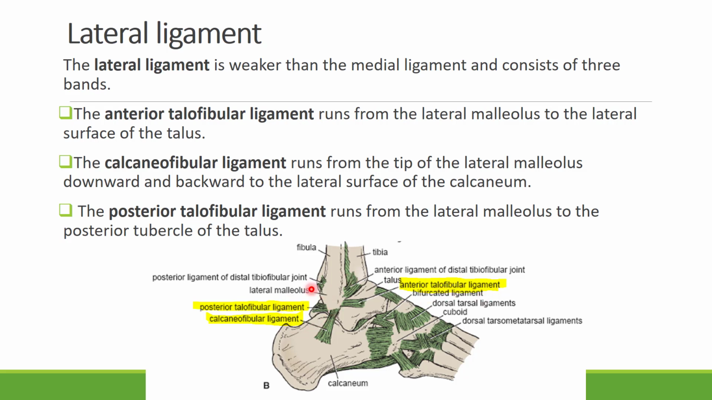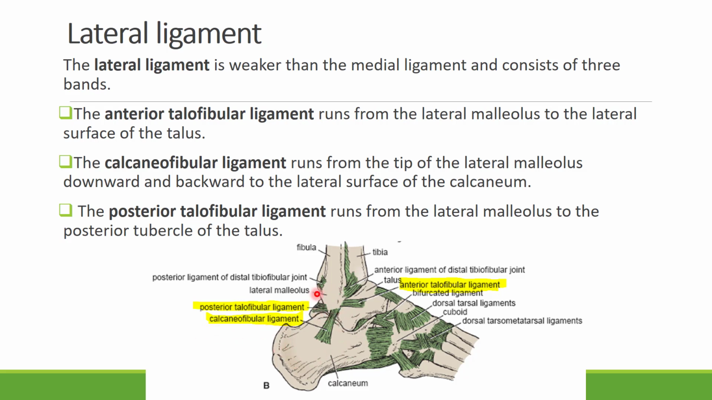Then there is the posterior talofibular ligament, because this ligament is posterior, so it runs from the lateral malleolus of the fibula to the posterior tubercle of the talus. That's why it is named the posterior talofibular ligament. Then there is another ligament which is named the calcaneofibular ligament. The name shows that it is not attached to the talus, but it is attached to the calcaneum and the fibula.